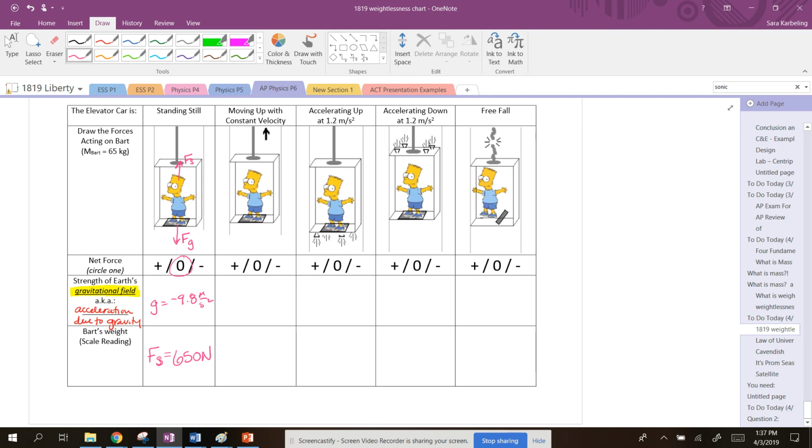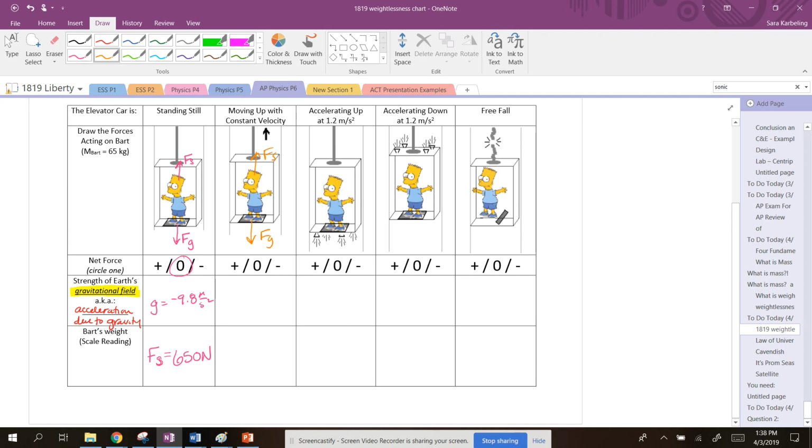All right, let's do this one. Moving up with a constant velocity. That's the second one in our game. Go ahead and talk to your table real quick. What forces are acting? He's moving up with constant velocity. All right. How many forces have you got, friends? Two. What are they? Force of the Earth, and force of the scale.